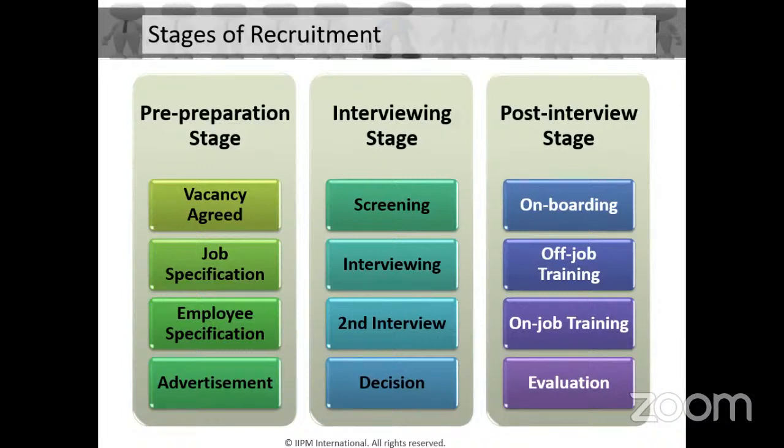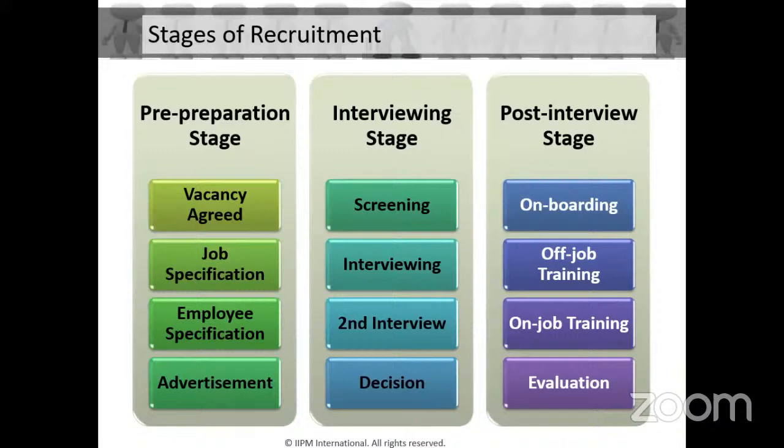So there are job specifications. What academic qualification does this person need? Okay. What kind of exposure? What kind of knowledge and skills and abilities does this person need? So these are the things that we have to look out for. And with this, we'll be able to know who exactly we need to recruit.